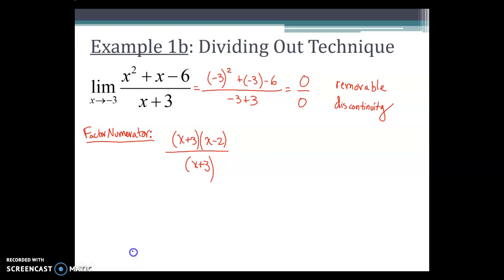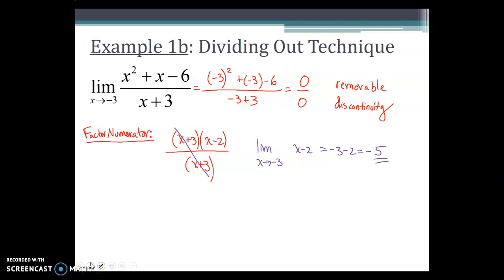Let's get our pen on right here. And what happens is the x plus 3 in the top and the x plus 3 in the denominator do divide each other out. And you're left with an equivalent function, x minus 2. And the limit of that one is very, very easy to evaluate. The limit as x approaches negative 3 of the function x minus 2 is simply negative 3 minus 2 equals negative 5.